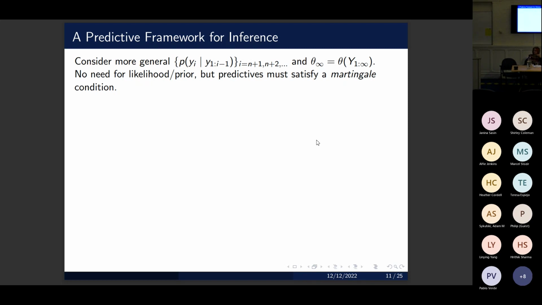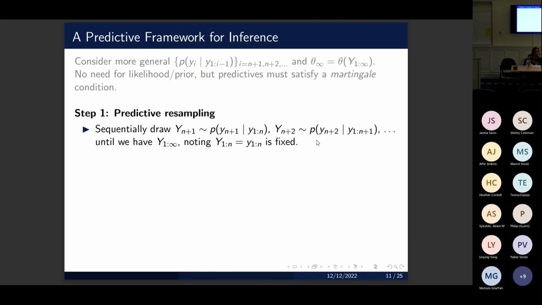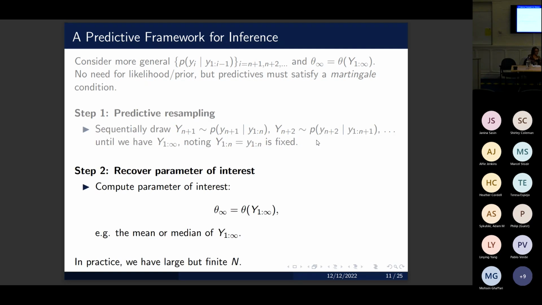I'm not going to go into this martingale condition too much in this talk, but in the later discussion meeting, I'll discuss why it's a really good idea to make sure that the predictive densities have to satisfy a martingale condition. And so the first step is, of course, to carry out predictive resampling, as we've done before. What we're going to do is sequentially draw y n+1 from our predictive density, update, and draw y n+2 onwards until we have the imputed population, noting again that the first n data points are fixed because we've seen the data. Then we're going to compute some parameter of interest from this infinite population.